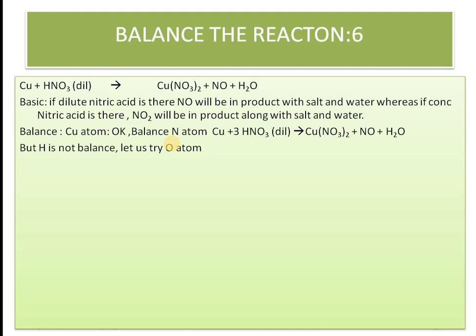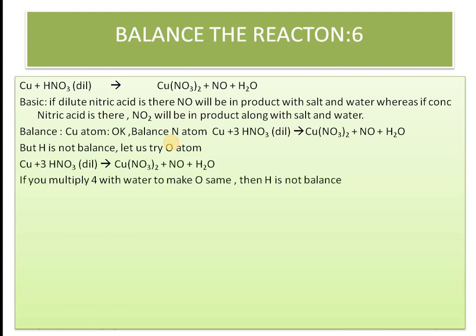Now you can check nitrogen. Nitrogen on the left hand side is 1, right hand side is 2 plus 1, that is 3. So you can multiply HNO3 by 3, but then the problem will come with the oxygen. Oxygen is not going to balance. If we try oxygen, then hydrogen is not getting balanced. So there is a problem.